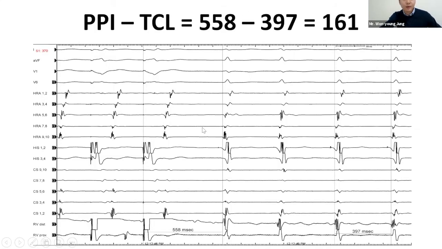And we performed ventricular overdrive pacing for the entrainment. The atrial cycle length was accelerated to the pacing cycle length, and the post-pacing response was a VAV pattern, indicating AVNRT or AVRT, excluding AT. The post-pacing interval minus tachycardia cycle length was over 115 milliseconds. So we finally diagnosed this tachycardia as a typical slow-fast AVNRT.